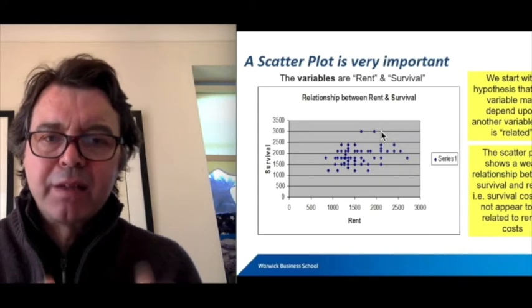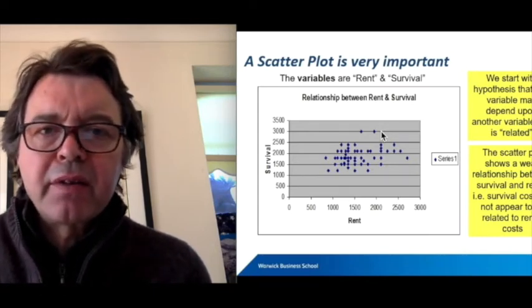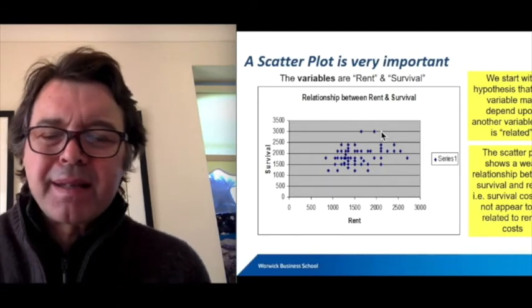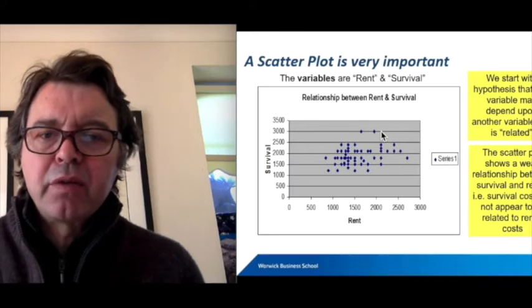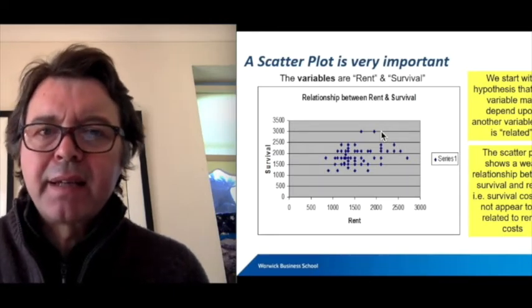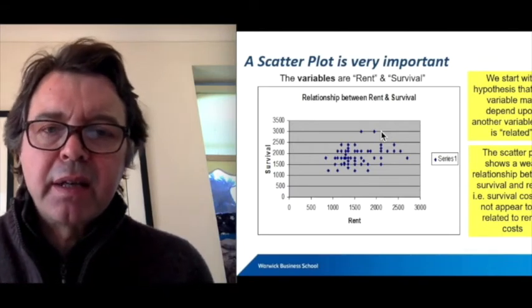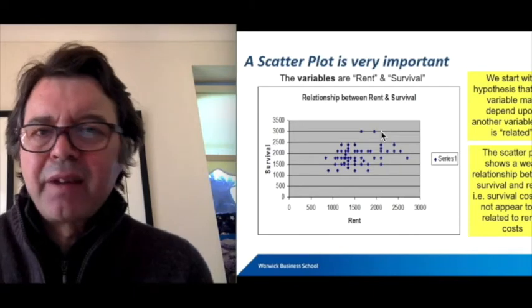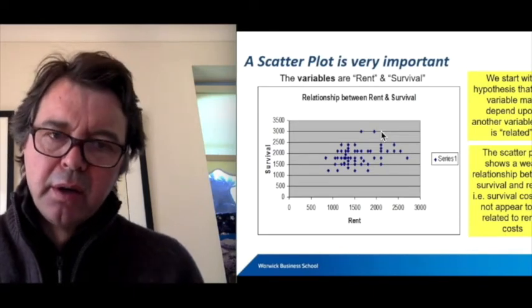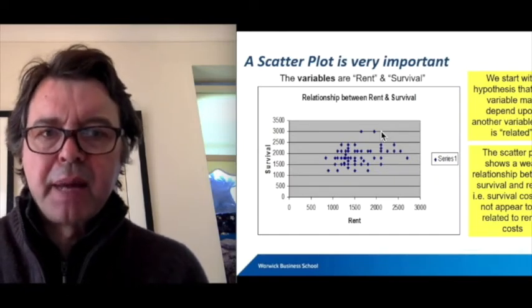Now, when we actually look at the scatter plot there, we can see that there actually isn't a very clear relationship there at all. There might be a slight positive relationship there, but we can see that those two variables are not clearly related, and the data is spread all over the place. So actually, when we look at that, we say there's very little relationship there, and so we would not be able to use this relationship to make predictions about survival costs.